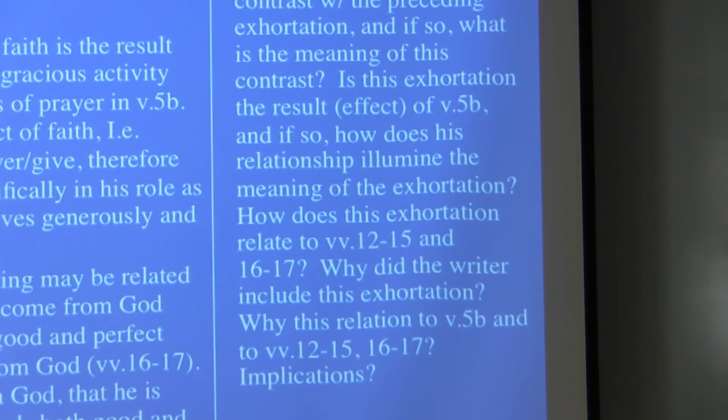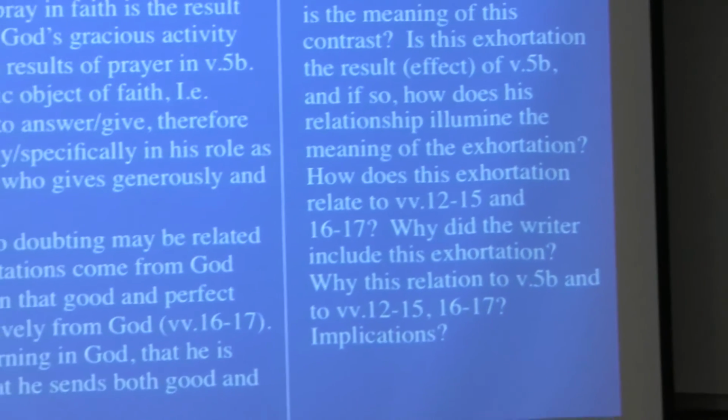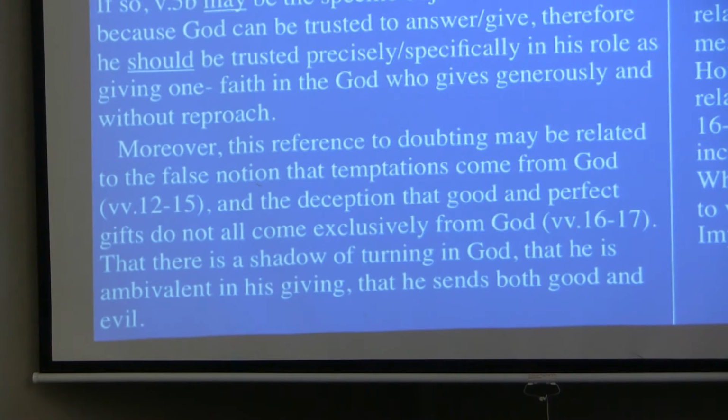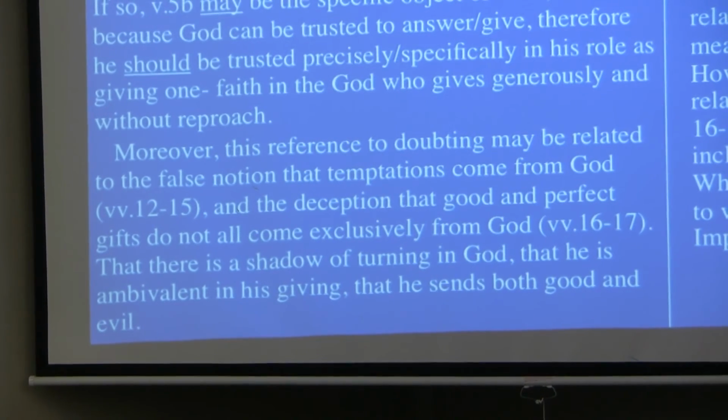It may also be related to the deception that good and perfect gifts do not all come exclusively from God, verses 16 and 17. You see, this may connect with the notion of doubt here. It may suggest exactly what he has in mind with regard to doubt in our passage: that there is a shadow of turning with God, that he is ambivalent in his giving, that he stands both good and evil. Those kinds of notions, those kinds of suspicions with regard to God may be what he has in mind here with regard to doubting.